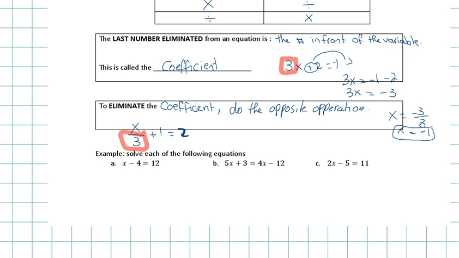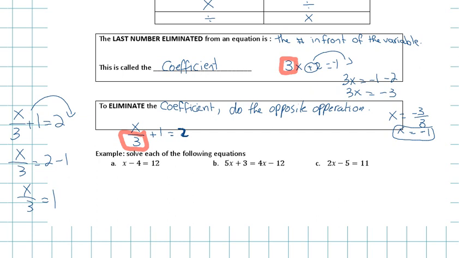Now, let's look at this example here. So x divided by 3 plus 1 equals 2. What's the first thing I want to get rid of? The 1, right? It's a plus 1, so when I move it over, it becomes negative. So that's 2 take away 1. 2 take away 1 is 1.